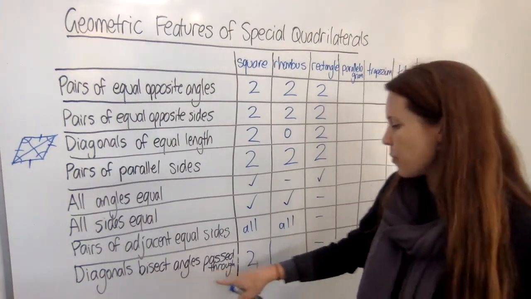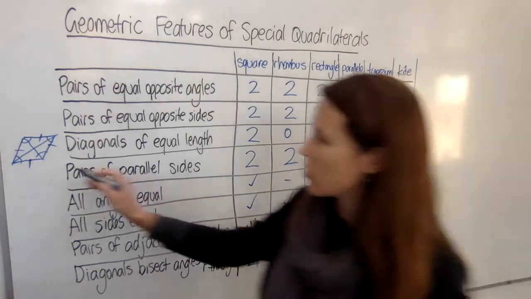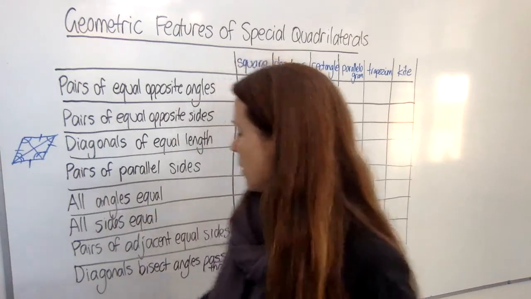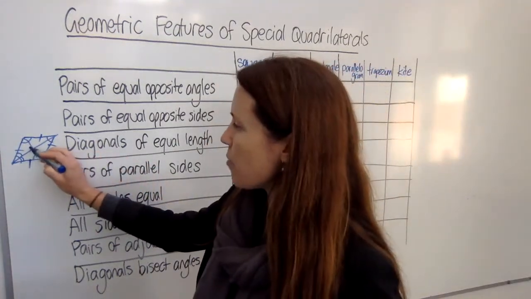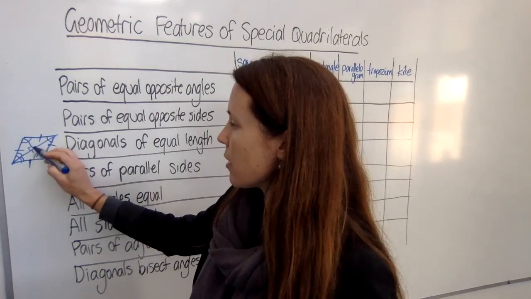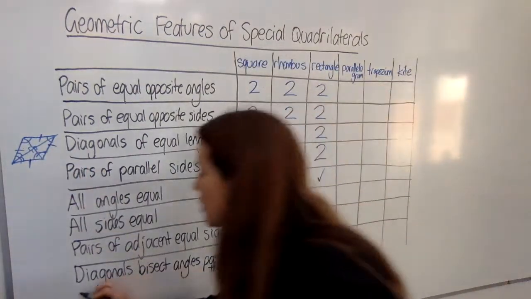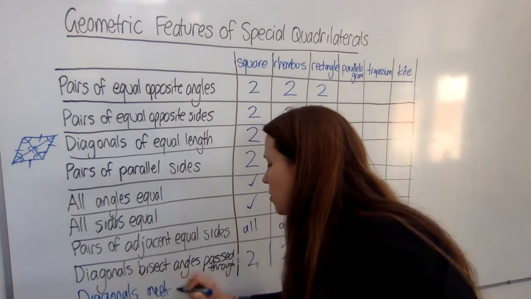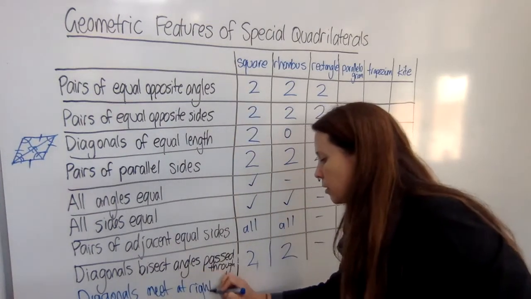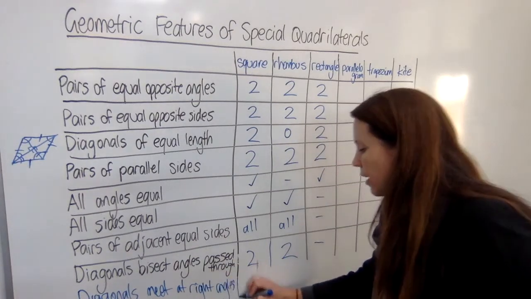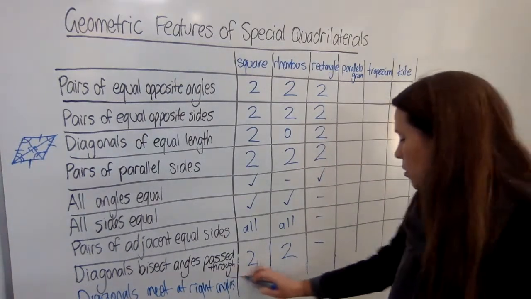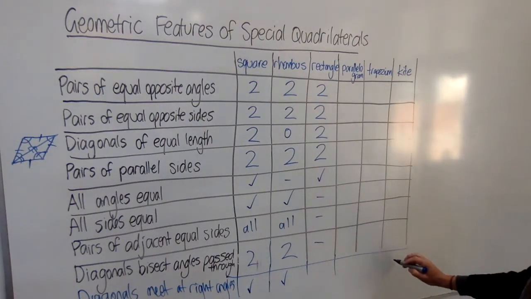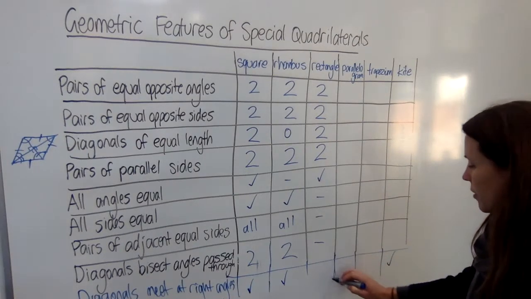And do the diagonals bisect the angles they pass through? Yes, they do. So this angle and this angle would be the same, and this angle and this angle would be the same. Another feature that we haven't put on here is the diagonals actually meet at right angles. So all of these here are right angles. And that is true for, so let's add that to the list. Diagonals meet at right angles. And that holds true for a square and a rhombus and a kite, but none of the others.